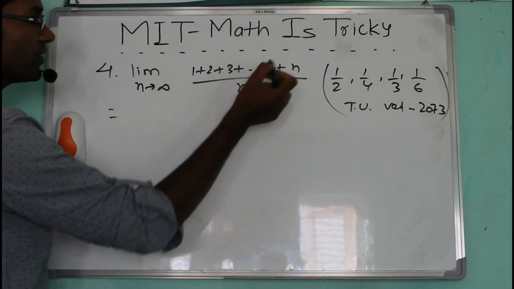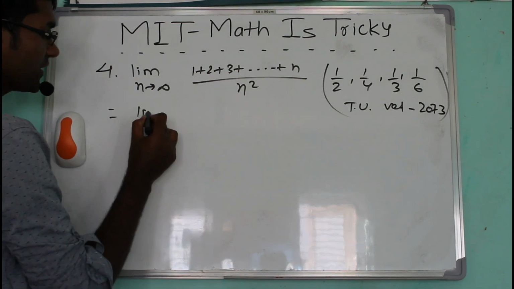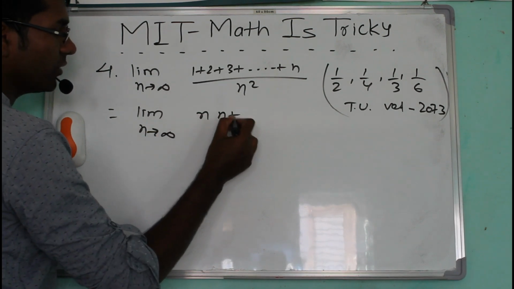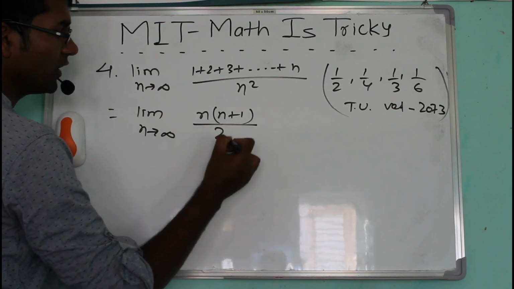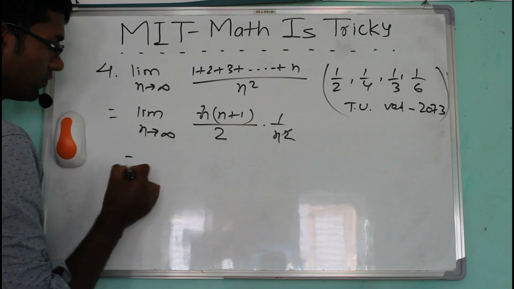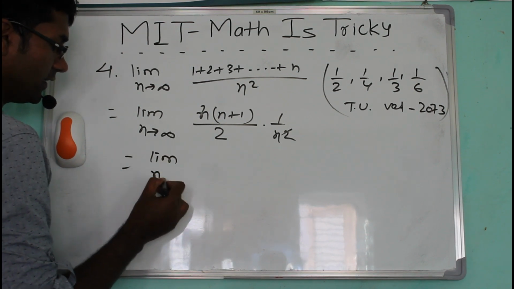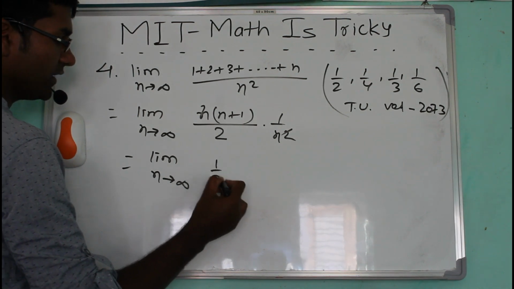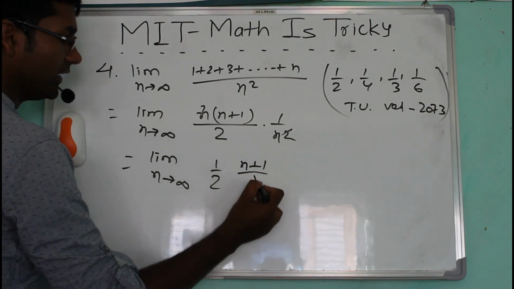So simply we can use the formula for the numerator. Its formula is simply n into n plus 1 by 2, and there is n square in the denominator, so n cancels. So what we got here, limit n tends to infinity, is simply 1 by 2 times n plus 1 by n.